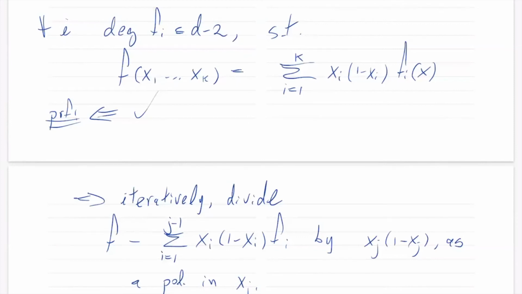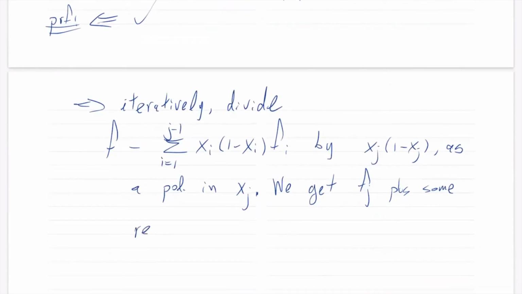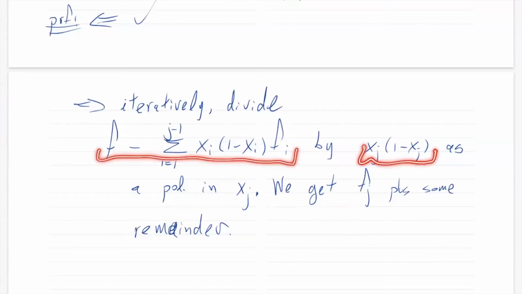So I look at this thing. This is a function of many variables, but I look at it as a polynomial in xj, and I divide by this thing. And we get fj as a result, plus some remainder, which I will for now not think about. Actually, now I want to think about it. Suppose I divided this polynomial by xj times 1 minus xj, and I got a remainder which is a polynomial in many variables, among them xj. As a polynomial in xj, what can we say about the remainder?